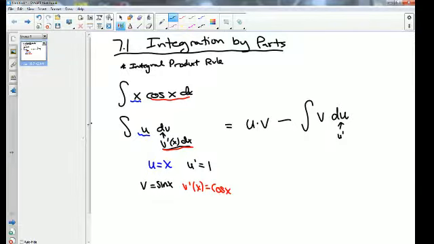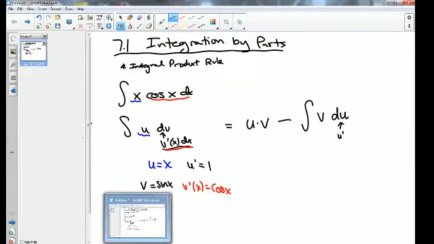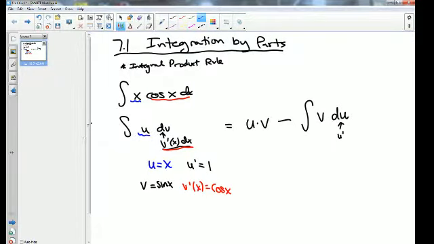All right, so plug your stuff in here. We've got x is u and v is sine x, right? Minus, and then what's v? Sine x again, and then du is right here, which is 1, dx. That's doable, right? So you've taken this nastiness and made it a problem that's doable.